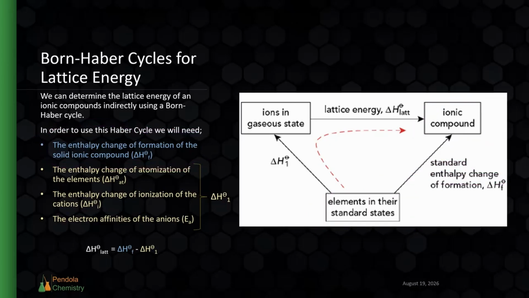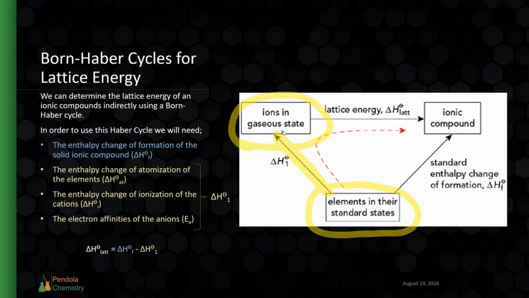Now, where this gets complicated is the other side of the equation. When we look at the left side of the Hess cycle, we're going from the elements in their standard states to ions in the gaseous states. We have not, either in A-level chemistry or in AS chemistry, ever discussed an enthalpy change of anything that goes from the elements in their standard states to the gaseous ion states.